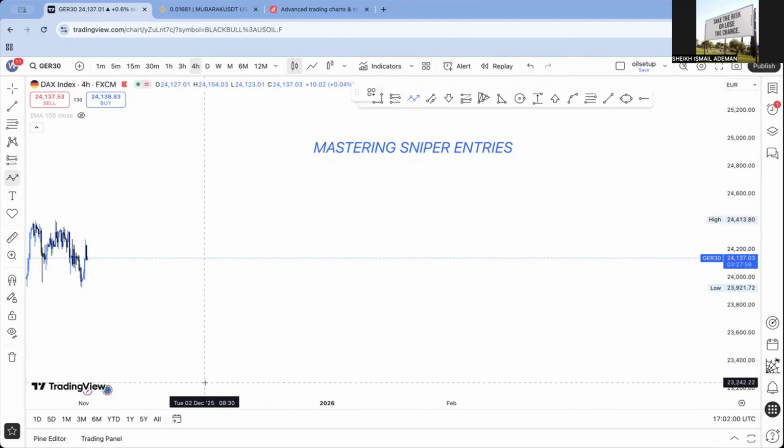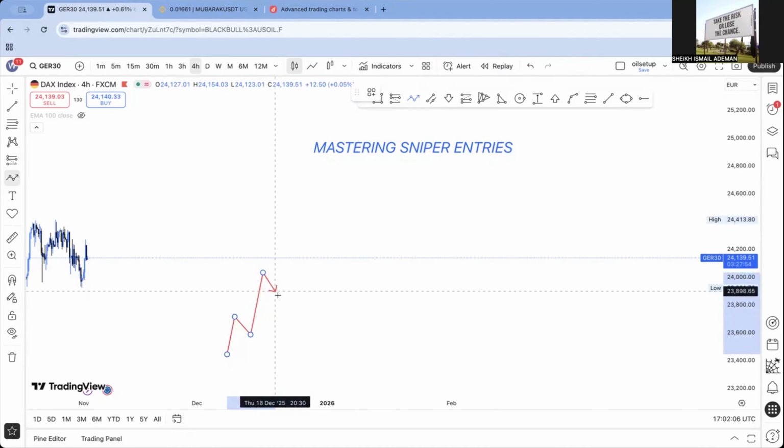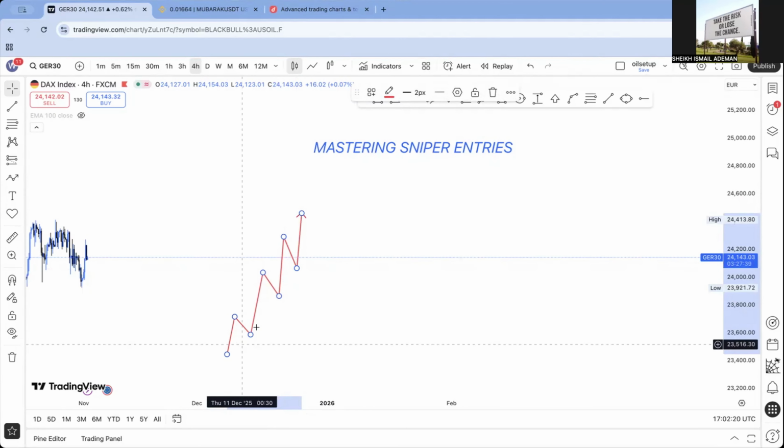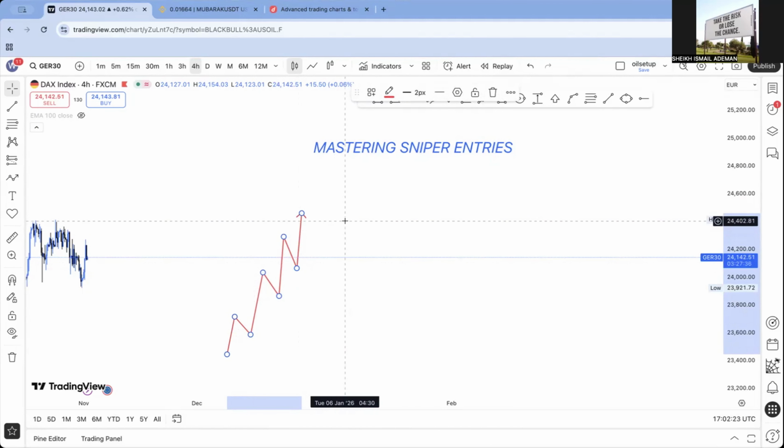So let's say we have our markets trending up like this, higher high, higher lows, higher high, higher lows, higher high. Now we know the market is in an uptrend. So we want to catch the trade at the exact swing point. We don't want to miss out, and that's what sniper is all about.